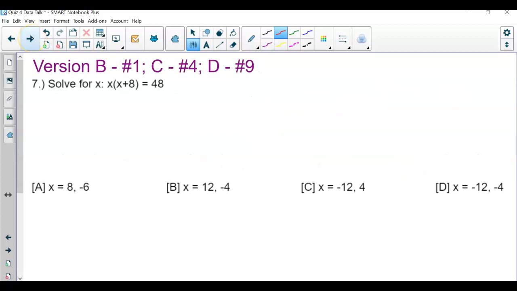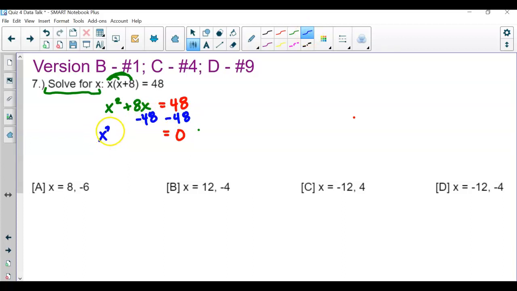Question number 7. Notice how we are solving for x, right? So we're solving. I'm going to go ahead and do a couple steps at one time. I notice I need to distribute my x here. So x times x is x squared, and 8 times x is 8x. Then, if you recall, right, is equal to 48. It has to equal 0 when we're solving. So that's why we need to subtract 48 from both sides. I've got x squared plus 8x, but now minus 48.